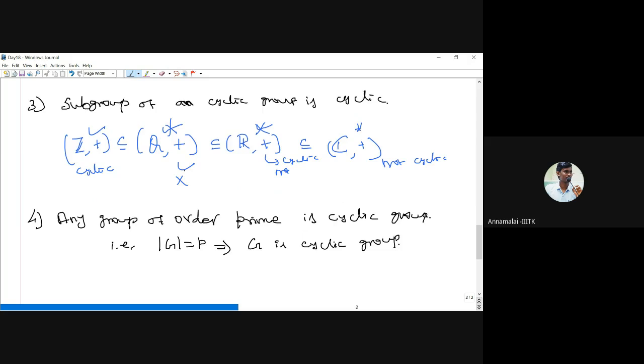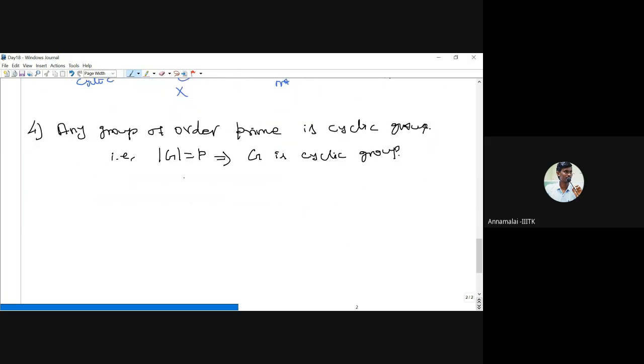Okay. It's a very simple proof. You have to use Cayley's theorem, Lagrange's theorem. So how to prove this one? Suppose we have a group of order P. Since it contains P elements, we take some non-identity element a in the group G, where a is a non-identity element.